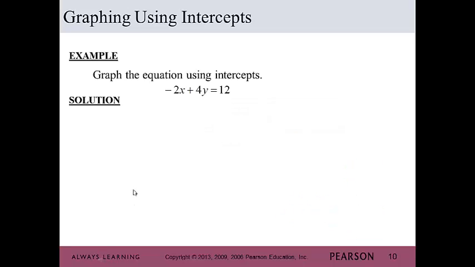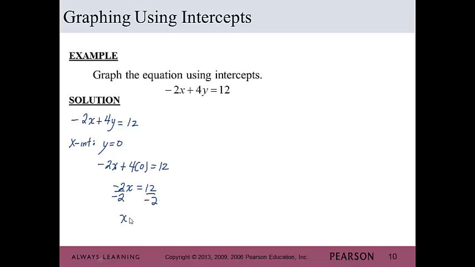Alright, so graph the equation using the intercepts. So we have the equation -2x plus 4y equals 12. We're going to start with the x-intercept. Well, the x-intercept means set y equal to 0. So that's -2x plus 4 times 0 equals 12. So it's negative 2x equals 12. Then let's divide by negative 2. And you have x is negative 6. So the x-intercept is negative 6.